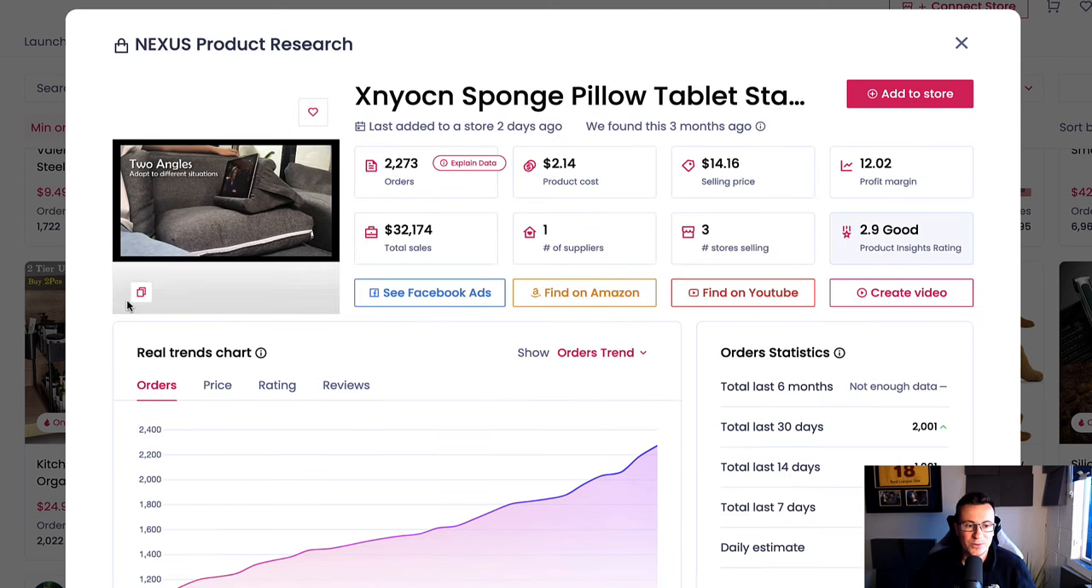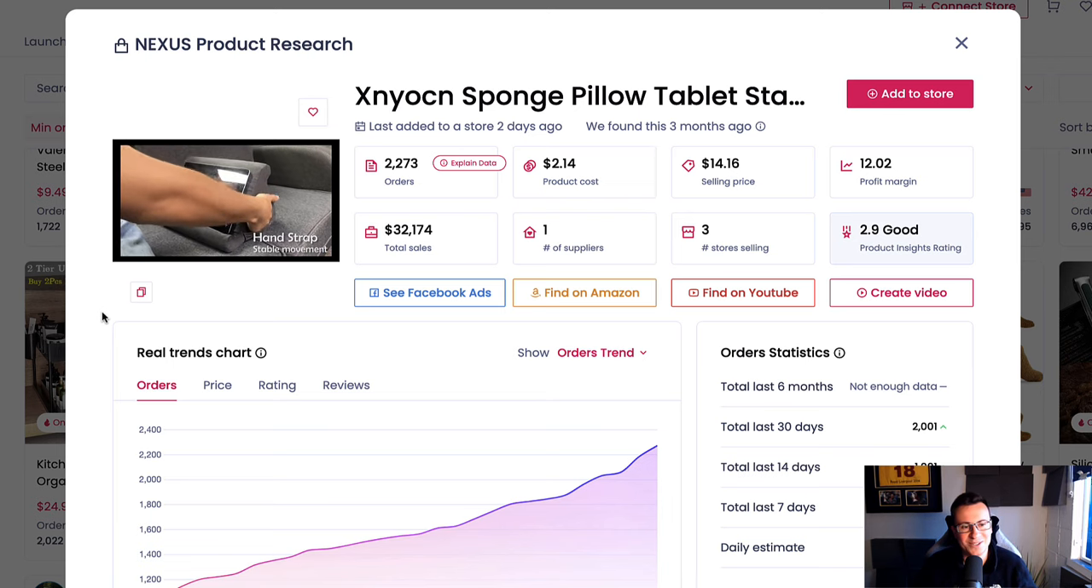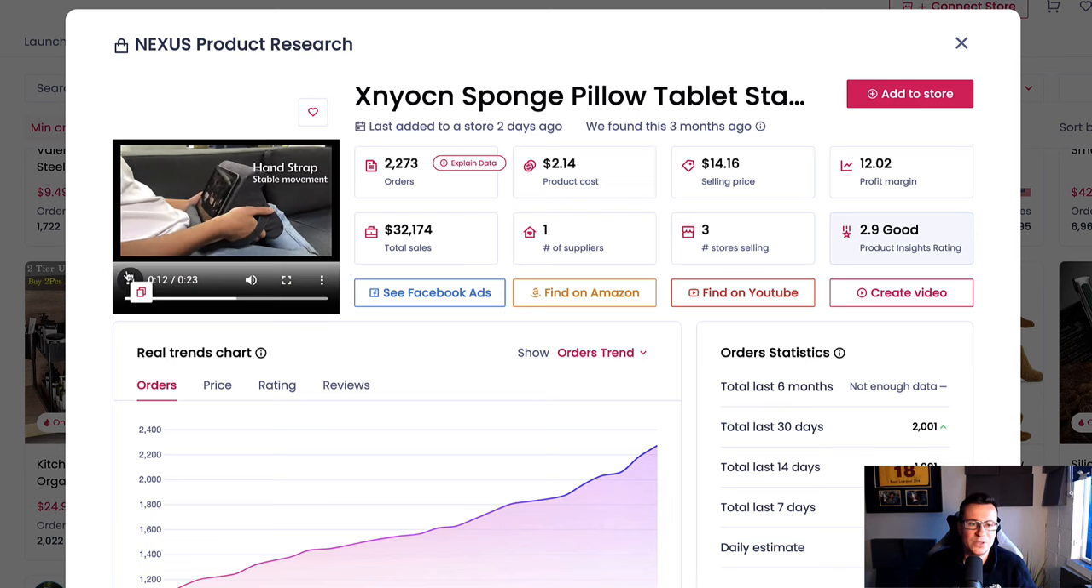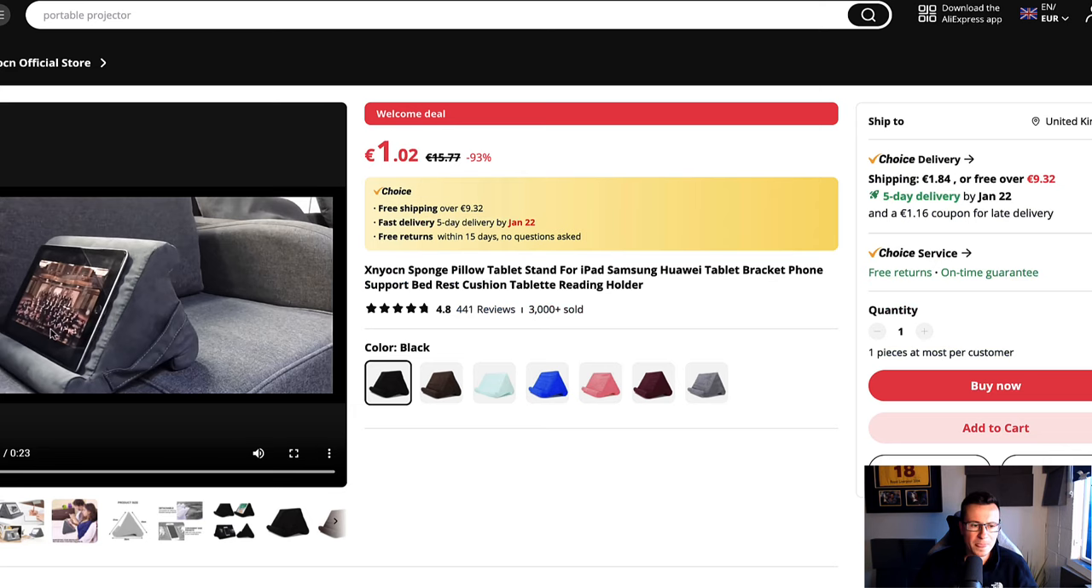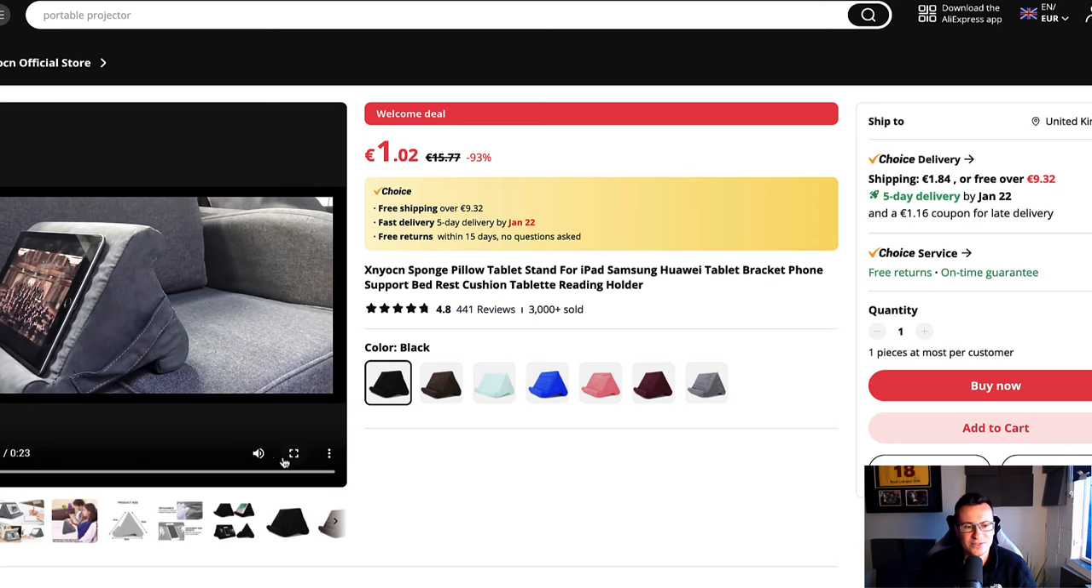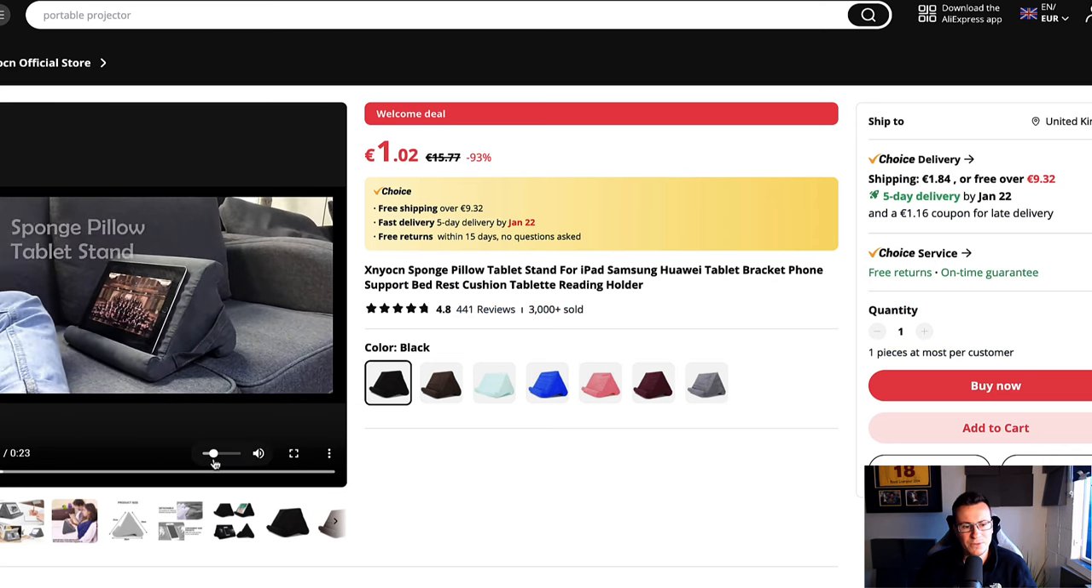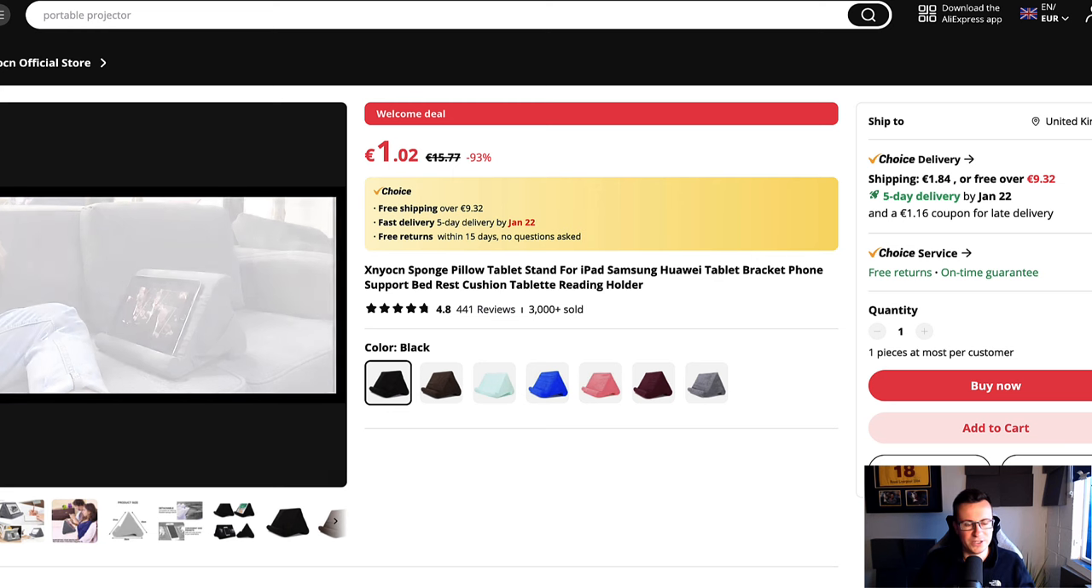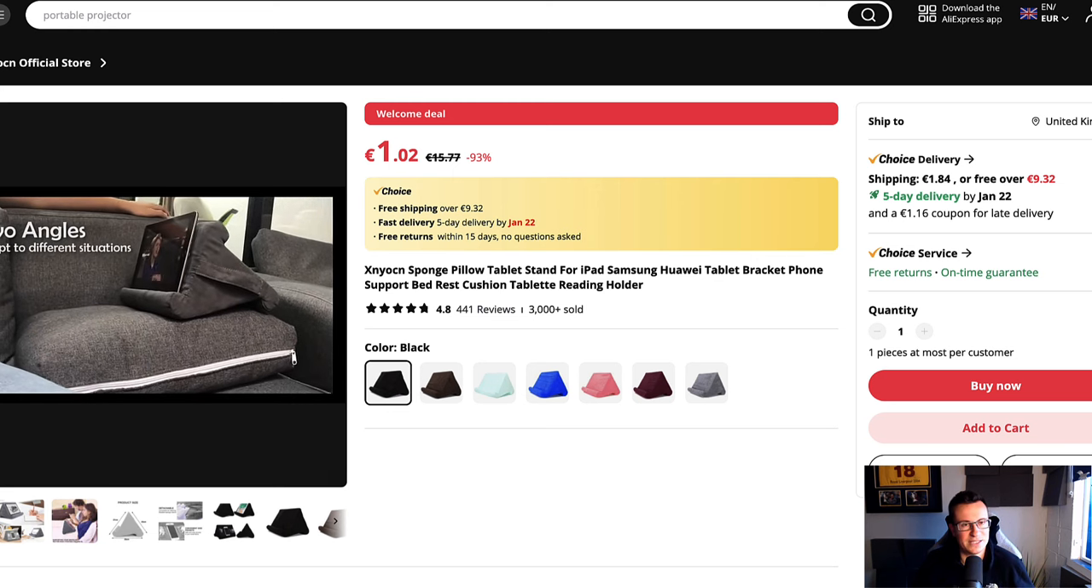It's a pillow stand for your iPad. Now, the reason why I was in two minds about putting this in is because, me personally, I don't have any sort of requirement for this product. I'm not a big iPad user or tablet user. I don't watch any particular TV in bed.